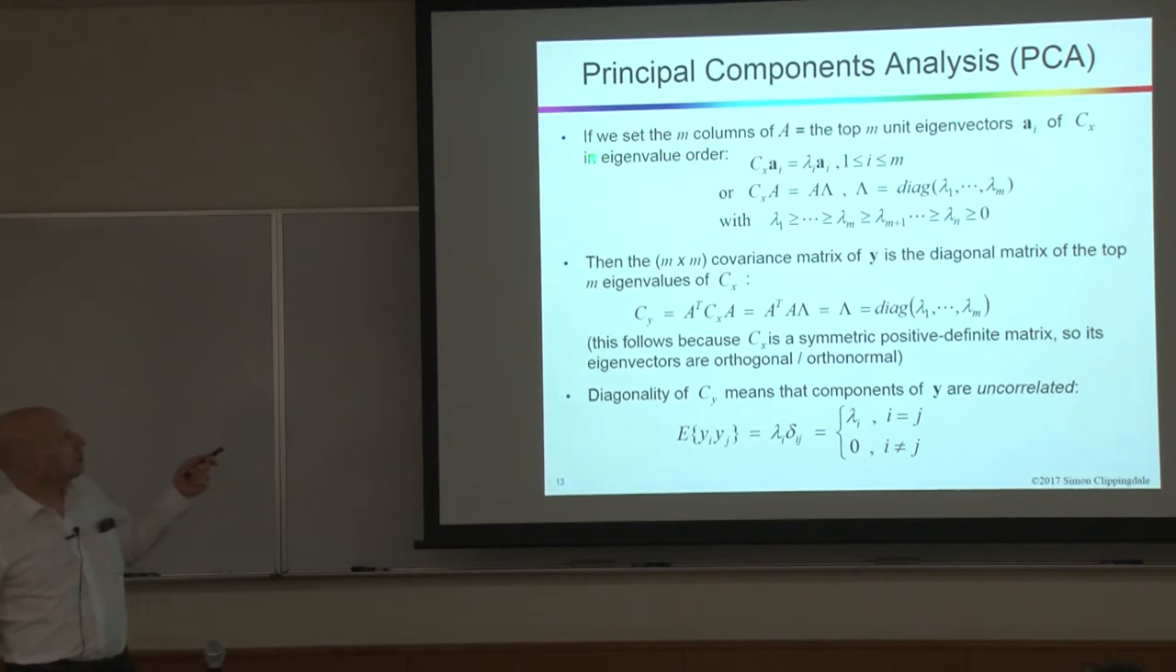So the way to do that is that we set the m columns of this transformation matrix to be the eigenvectors of the correlation matrix of the input signal.